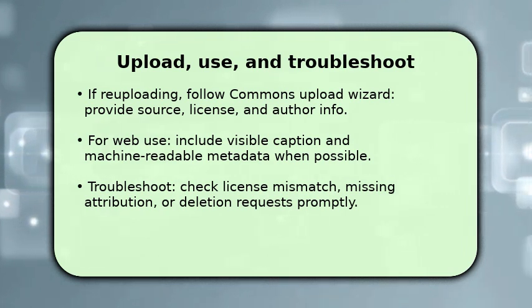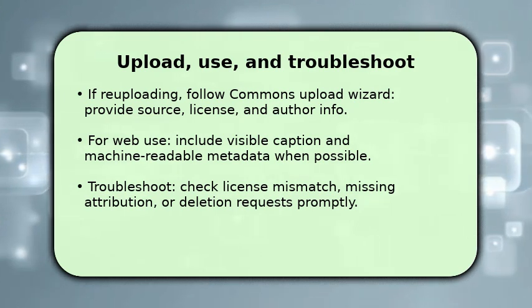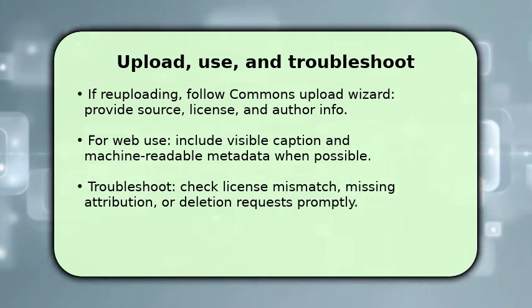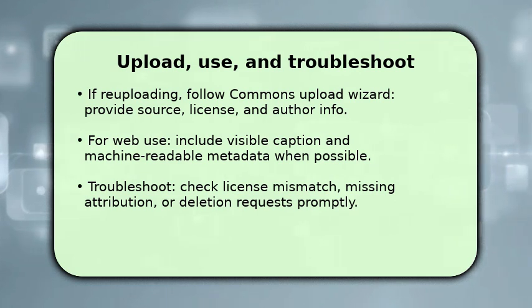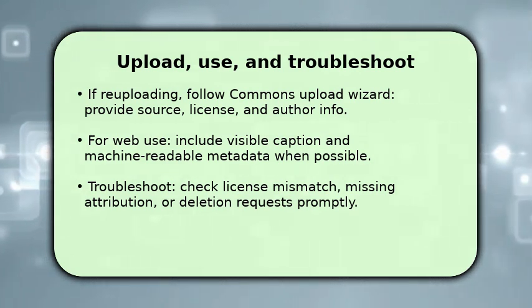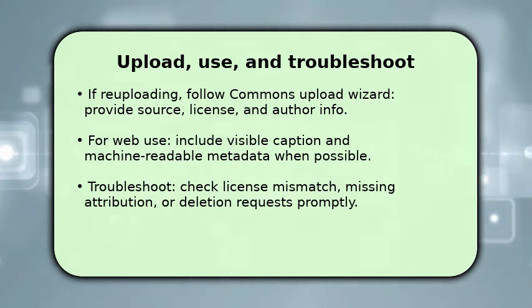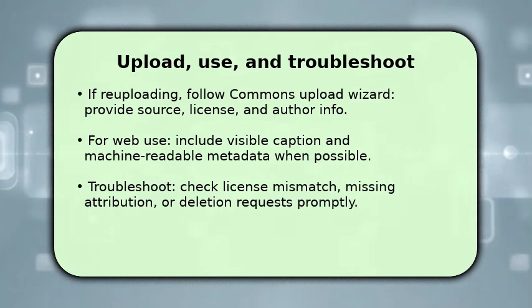For web publishing, add a caption with the attribution and include machine-readable metadata when the platform supports it. If a problem arises, like a license dispute or missing credit, respond by correcting the attribution, contacting the uploader, and keeping evidence of source and license to resolve potential removal or takedown requests quickly.